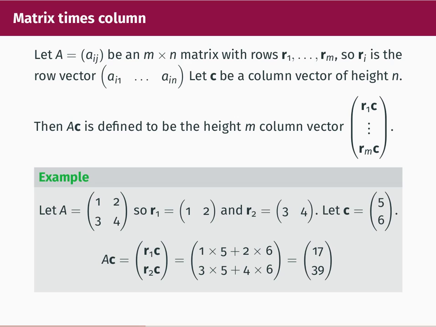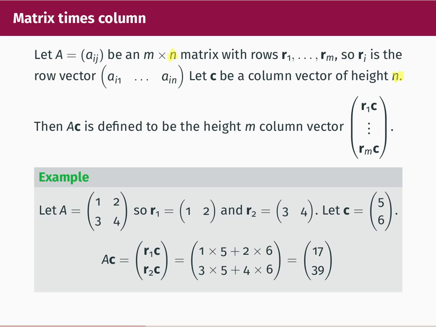So we define the product of an m by n matrix and a height n column vector. And again, it's really important for our definition that the number of columns in the matrix should be equal to the number of rows in the column vector. So the height of the column vector must be the same as the number of columns in the matrix. So I really do mean the same n here as I have here.